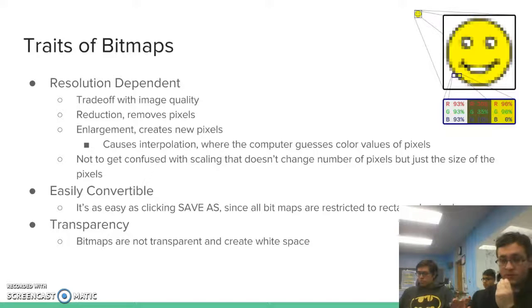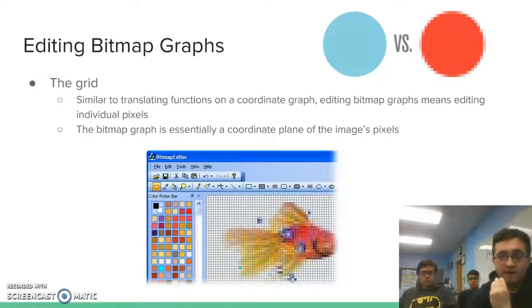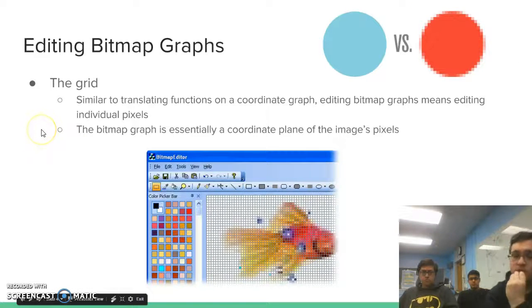Now, the only problem with bitmaps is that they're not transparent at all. There isn't another layer of pixels behind the original layer of pixels, which means that there's no possible way to have transparency. To do that, you need to use something called vectors, but that's not under the scope of this presentation.